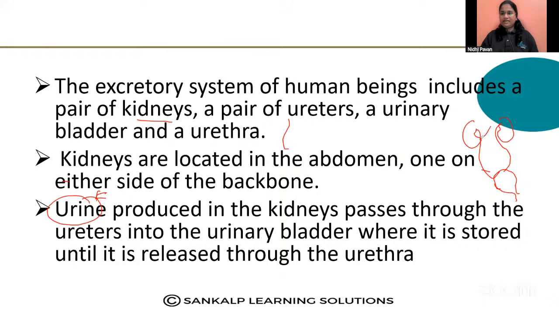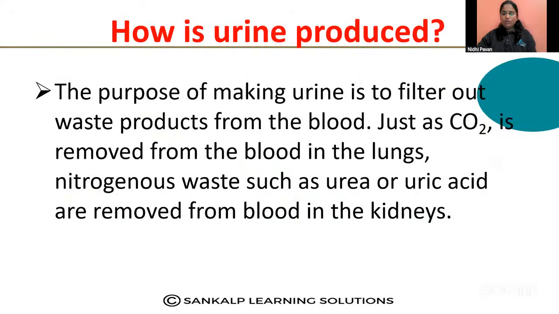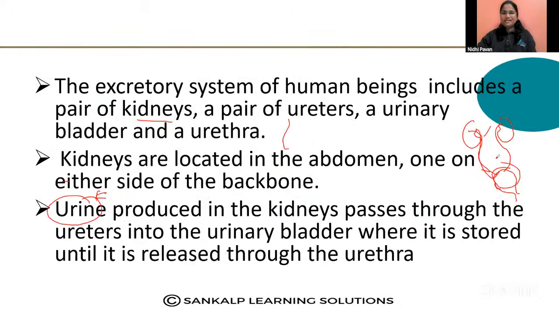So urine is produced in the kidney, passes through the ureter, and is stored in the urinary bladder. When the urinary bladder gets filled with urine, then we feel the urge of urinating. When the urinary bladder fills, what happens? We feel like going to urinate. So this is how the actual process takes place.